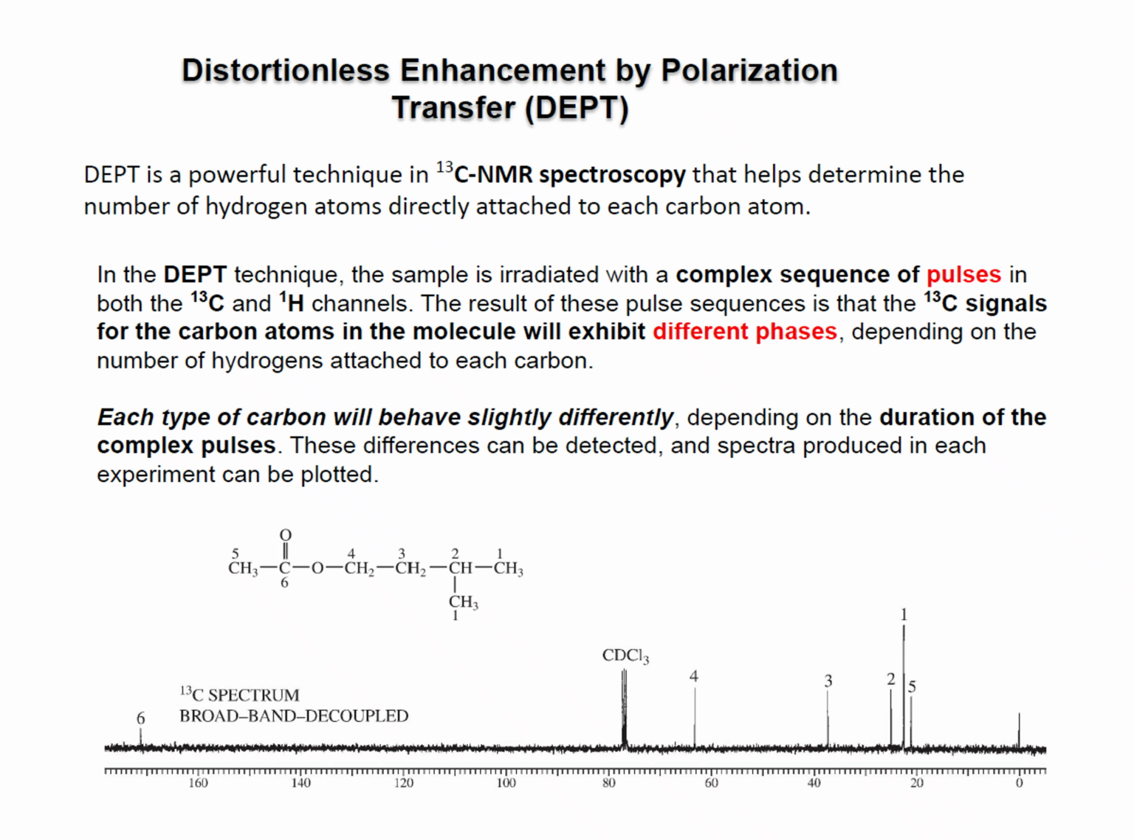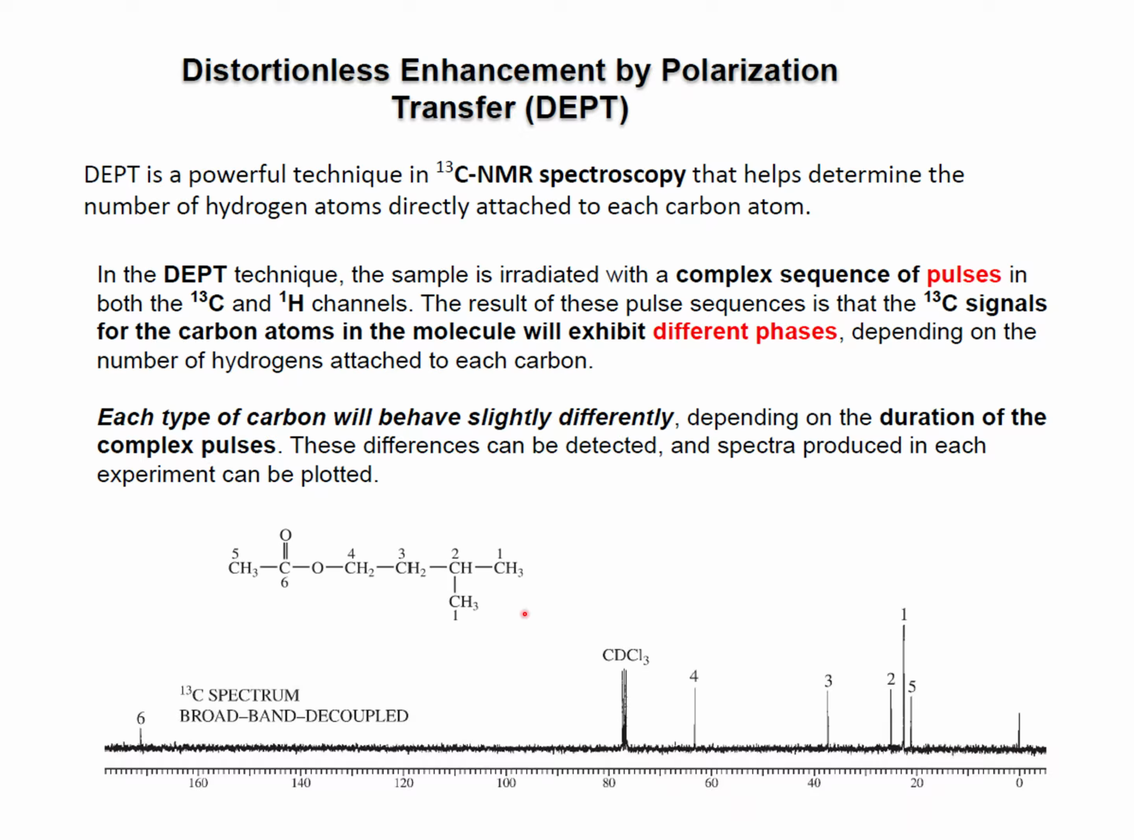DEPT is a powerful technique in carbon NMR spectroscopy that helps determine the number of hydrogen atoms directly attached to each carbon atom. In the DEPT technique, the sample is irradiated with a complex sequence of pulses in both the carbon and hydrogen channels. The result of this pulse sequence is that the carbon signals for the carbon atoms in the molecule will exhibit different phases depending on the number of hydrogens attached to each carbon. This type of carbon will behave slightly differently depending on the duration of the complex pulses.